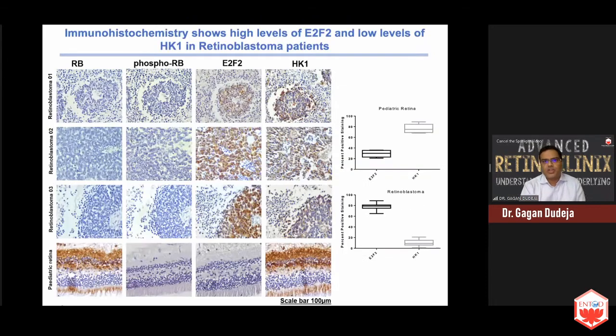So, immunohistochemistry on these cells: if you see, these are the 3 retinoblastoma tumors. Here, this is the pediatric retina which has been used for control. So if you see, HK1 is expressed in a normal retina, whereas it is downregulated in the retinoblastoma tumor. And here, E2F2 is upregulated in the retinoblastoma tumor, whereas you barely see it in a normal pediatric retina.